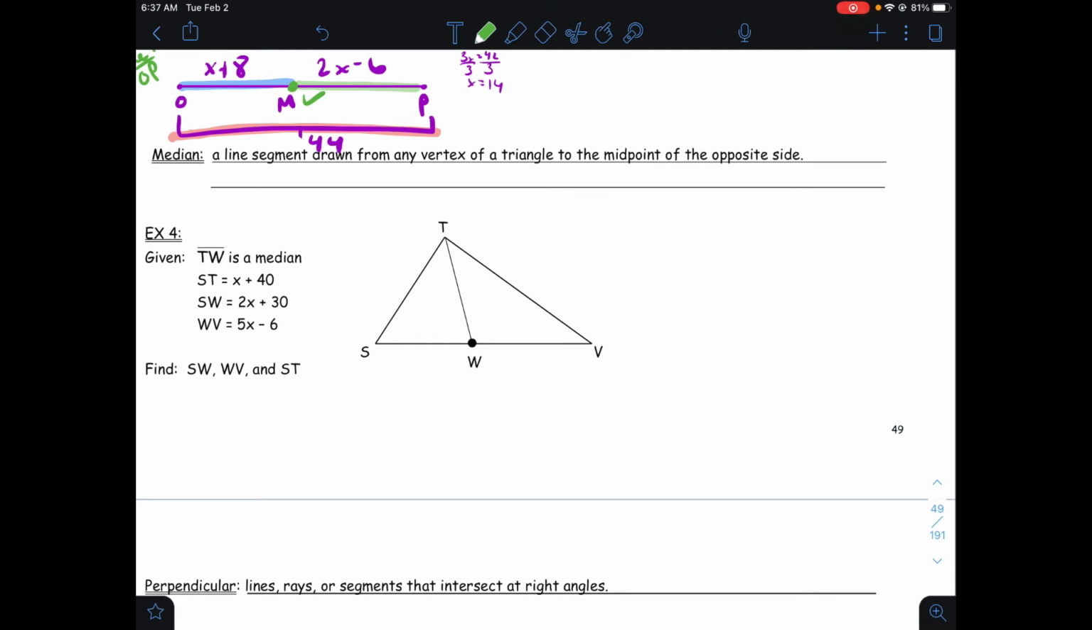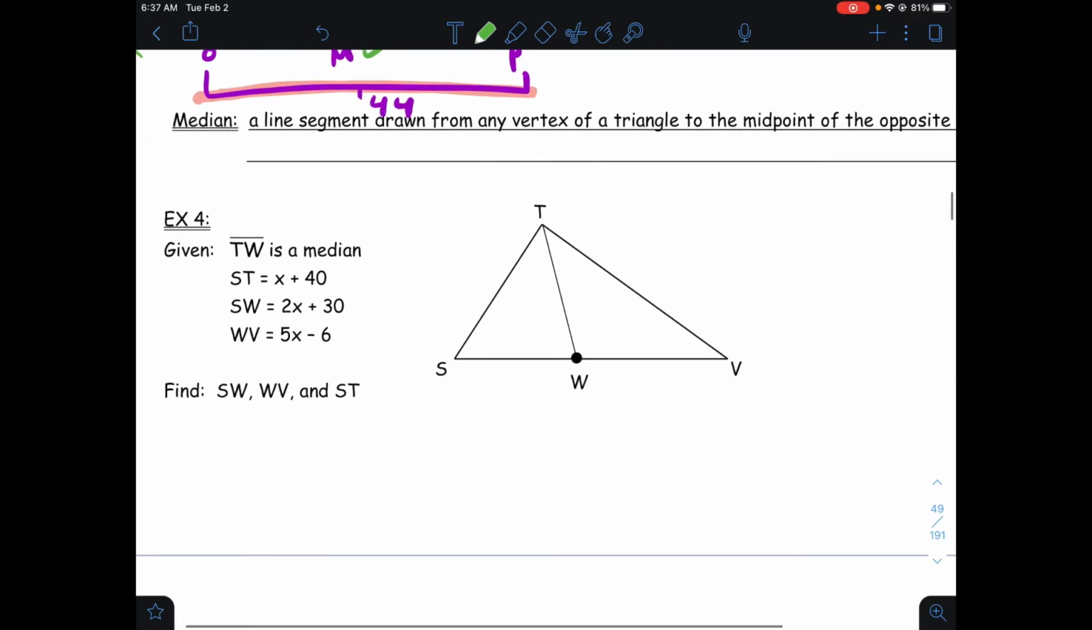All right, we got the median. So the median is a line segment drawn from any vertex of a triangle to the midpoint of the opposite side. So what does this mean? First off, the vertices of the triangle are the 3 points of it. A median is going to be drawn from a vertex to the opposite side, and it's going to cut that side in half because it's the midpoint.